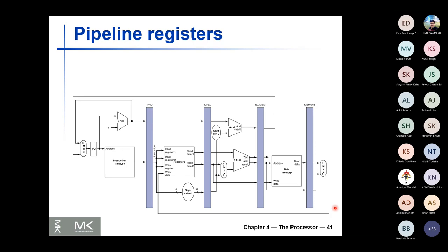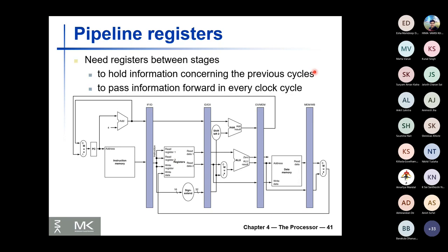Now, after write back, you don't need any pipeline register. Why do you need any pipeline register here after write back? Actually, you don't need a register here because whatever you want to write, you are writing to the registers here anyway. So that is implicit; we don't need it in this 5-stage pipeline. Okay, so we need registers between stages to hold information concerning the previous cycle and to pass information forward in every clock cycle.